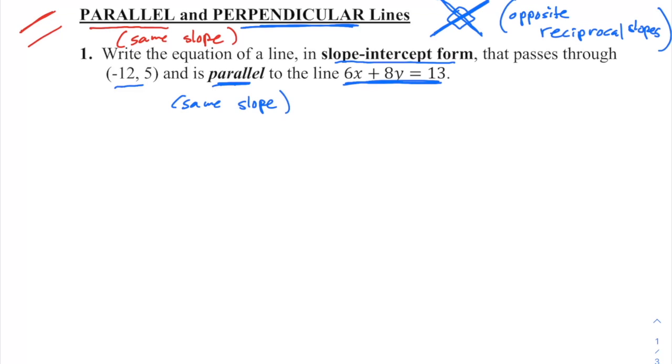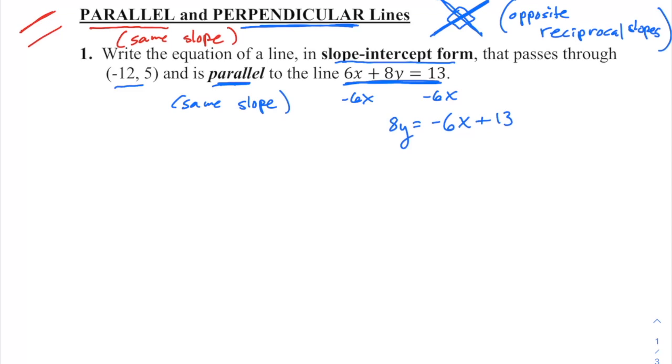Okay, so what's the slope of this line, 6x plus 8y equals 13? Well, it's not in slope-intercept form, so one way to find its slope would be to put it in slope-intercept form. So let's solve this equation for y. Let's put it in y equals mx plus b form. So I'm going to subtract 6x from both sides. Hopefully you've done this enough from things we've done earlier in the chapter that this comes pretty naturally to you at this point.